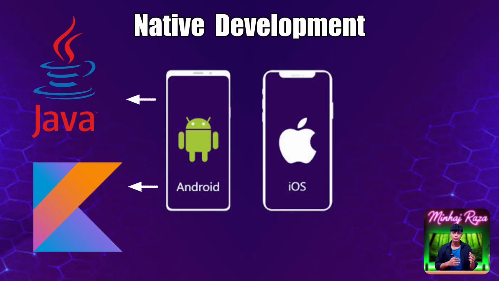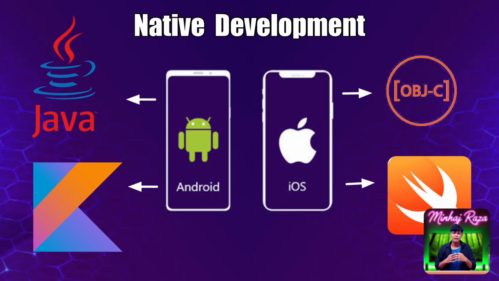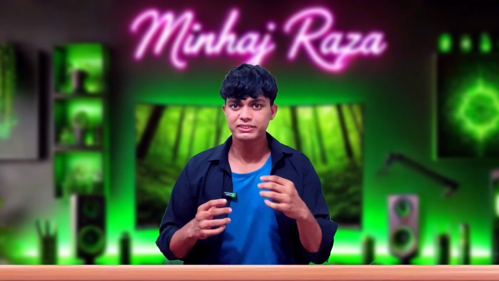And for iOS development, meaning building mobile apps for Apple devices, basically the iPhone, there are two famous programming languages that people often prefer, which are Objective-C and Swift. And nowadays most people prefer Swift because there are a lot of resources and also a lot of job opportunities in Swift. So this is native development.